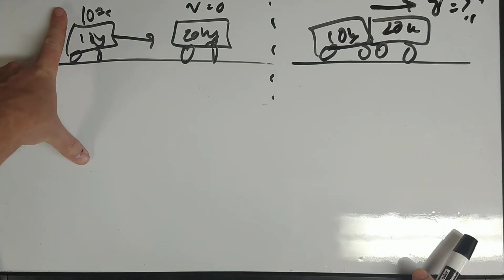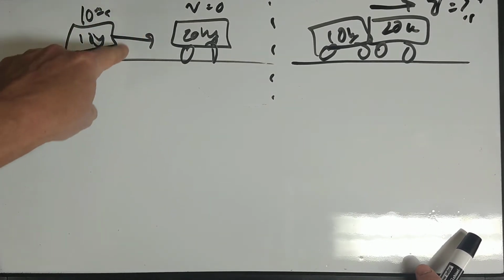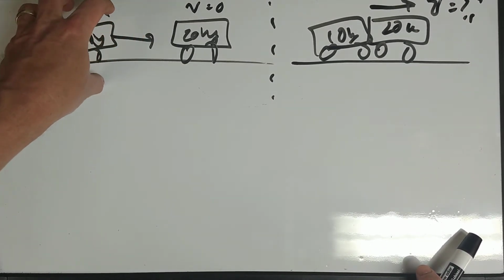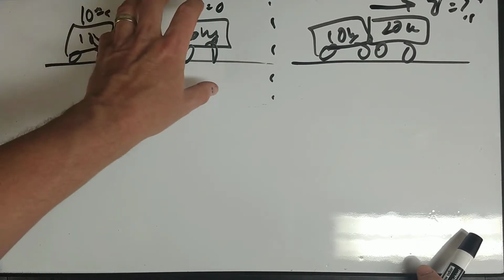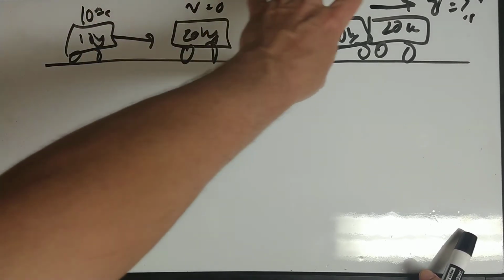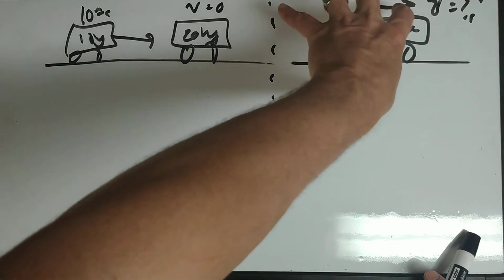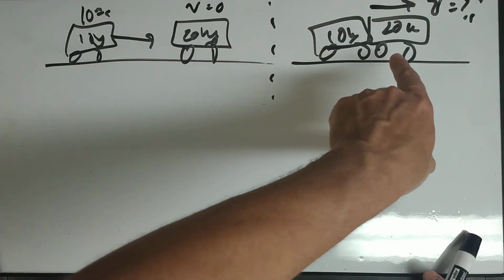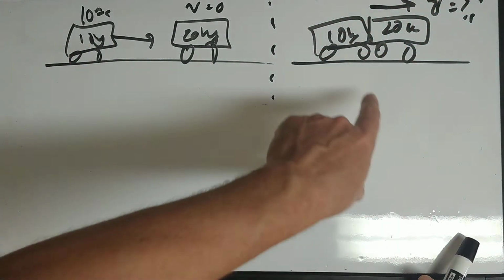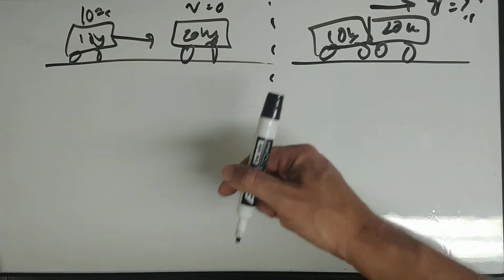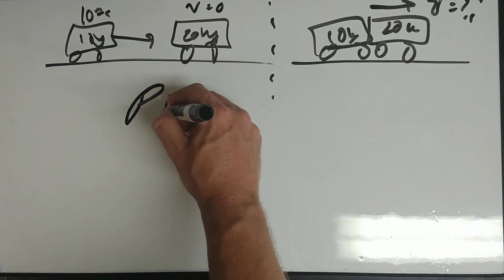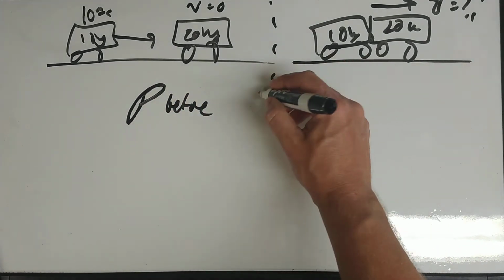Well, it's got to be less than 10 meters per second. All of the momentum is in this cart here to start off with, right? So when it hits this cart and sticks to it, all of that momentum is now moving with the two carts together, which have a bigger mass than this one to start off with. So maybe you can estimate what it would be, but I'll go through the calculation. P before equals P after.